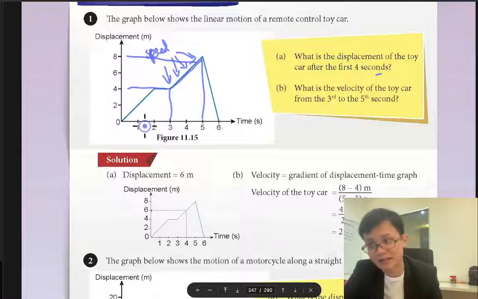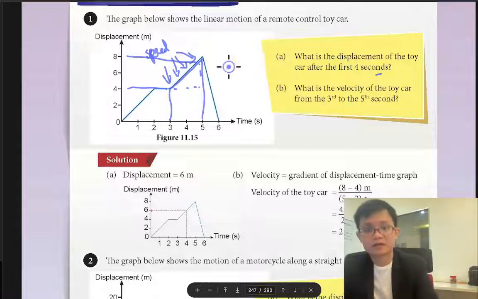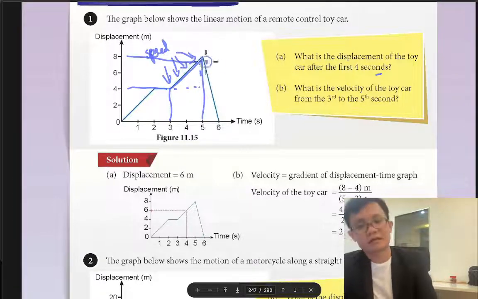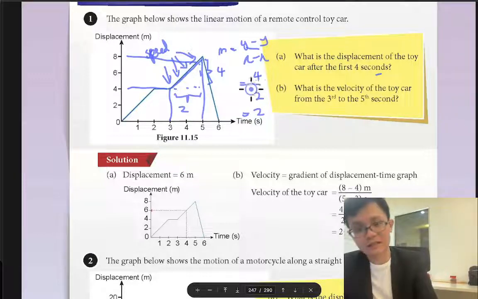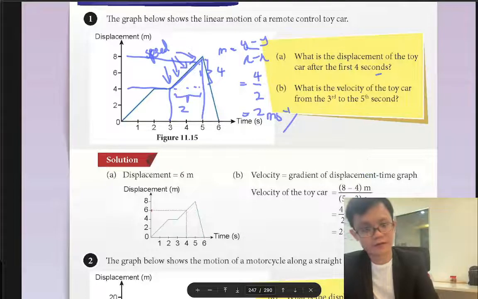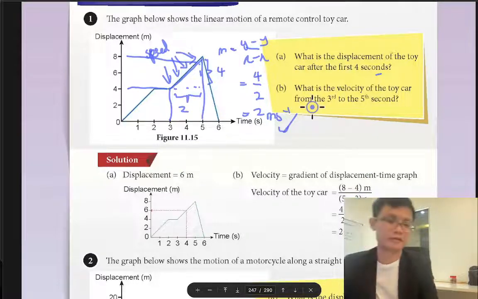Mathematics question, you just find the gradient. So maybe you just draw a triangle here. So triangle here, m equals y minus y over x minus x. Okay, so here is 4, correct or not? 8 minus 4 is 4. Here is 1, 2, 2, so it will be 4 divided by 2. Y minus y divided by x minus x, you get 2. The unit for velocity, ms negative 1. So you get the answer.